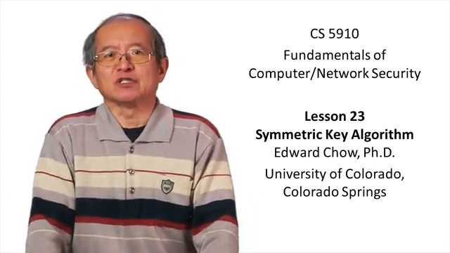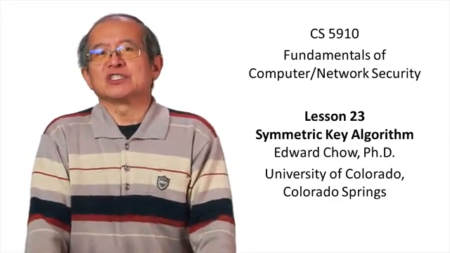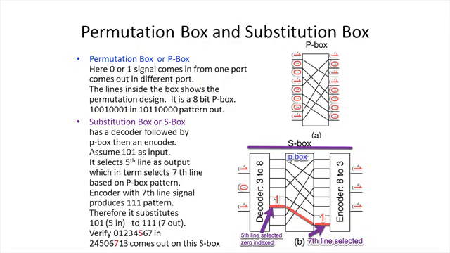In this lesson, we introduce the basic building blocks of product ciphers for symmetric key algorithms and the old Data Encryption Standard. We call it DES. Here we show the basic building blocks of the P box and S box, corresponding to the transposition cipher and substitution cipher, in simple hardware representation.